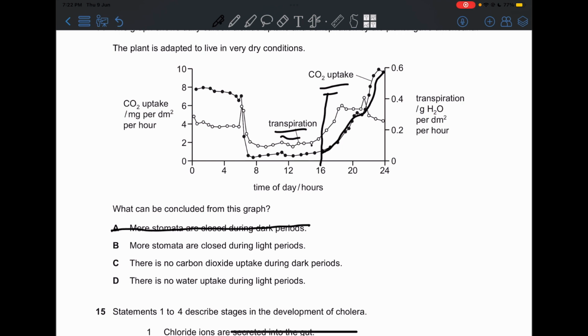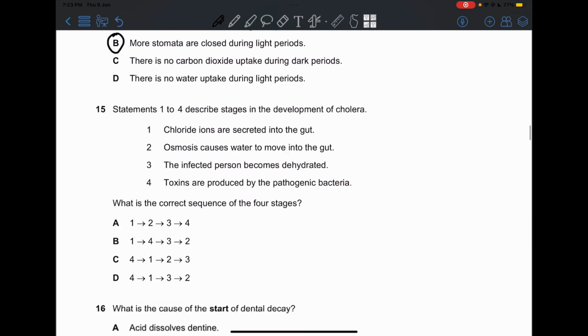B says more stomata are closed during the light periods. Now, over here, this is from 4 a.m., 8 a.m., 12 a.m. until about maybe 5 p.m. or something. It was decreasing. As the time moved on, it decreased over here. It decreased very rapidly, and then during the light hours, it remained decreased. So that means, as I said, the stomata will be closed because there is decreased carbon dioxide and transpiration. So B will be our answer.